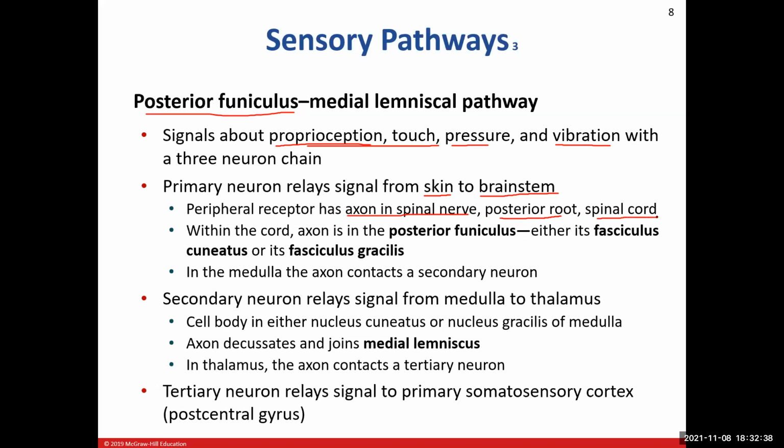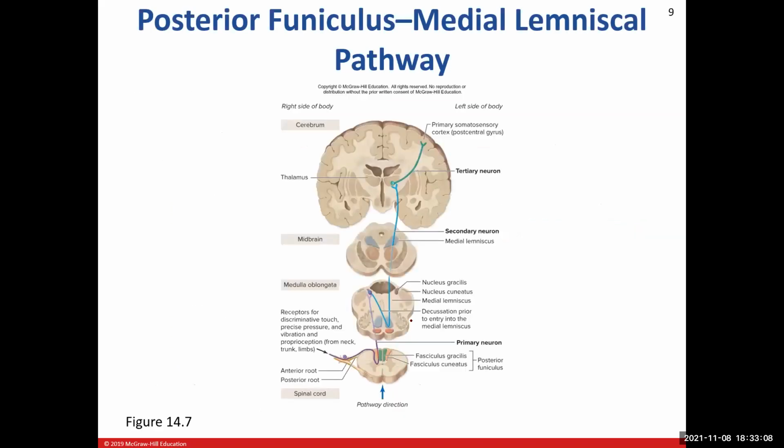So now it has 2 choices. This primary neuron is going to, yes, travel in the posterior funiculus, but the posterior funiculus has 2 regions there. Well, actually 4, because you have 2 on the left and 2 on the right. But in the posterior funiculus, you break it down into what we call the Fasciculus cuneatus or the Fasciculus Gracilis. I'm going to show you a picture real fast here, just so you know what I'm talking about.